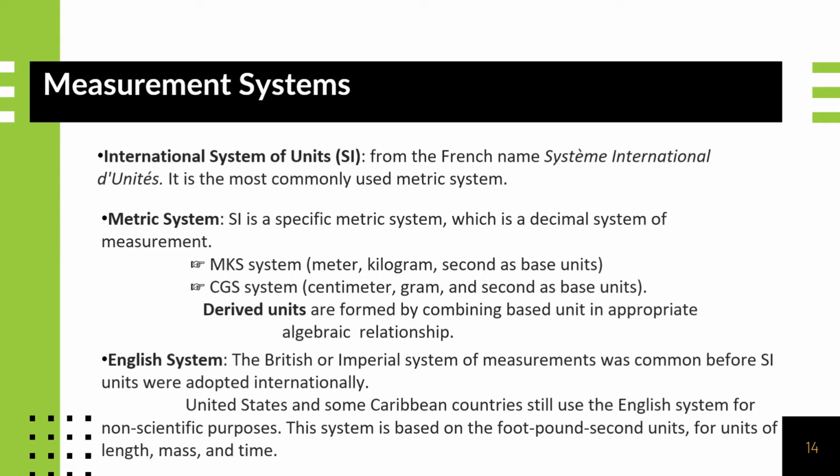Next one is the English system. The British or imperial system of measurement was common before SI unit. This English system is actually famous in America. Examples of it are the ounce, pound, and gallon.